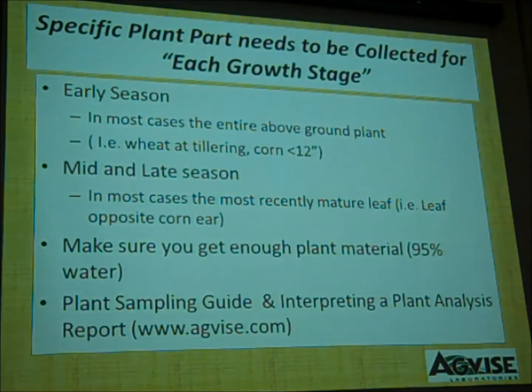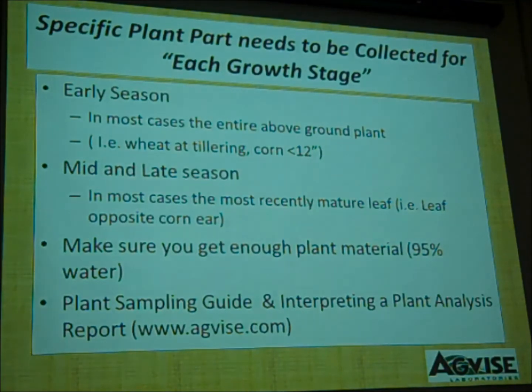Okay, some general things early in the season. Early in the season when you're collecting tissue samples, for the most part we're talking about the whole plant. And I want to make this perfectly clear, the whole plant does not include the roots. Never send us the roots, we get lots of root samples and we don't ever want that. So with wheat, you're talking tillering, the whole plant above ground, corn up to 12 inches.